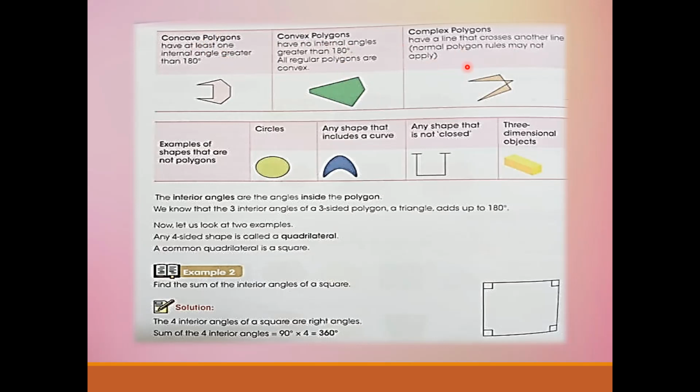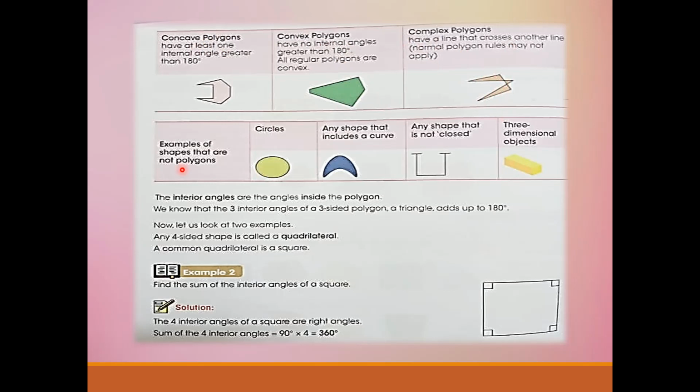Complex polygons have lines that cross one another. Okay, so if you can see, this is the line here, and then you have a line that crosses on that part, and we also have another line here that crosses in this part. So this is what we call complex polygons.